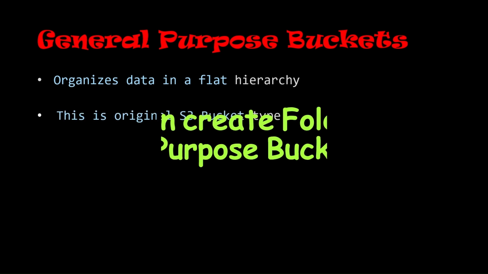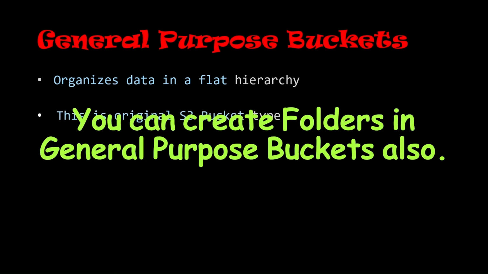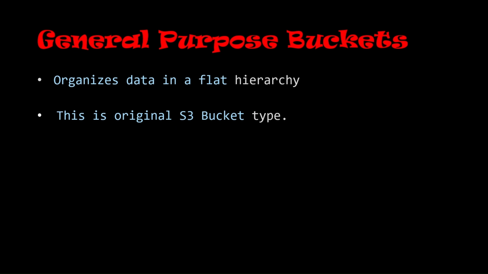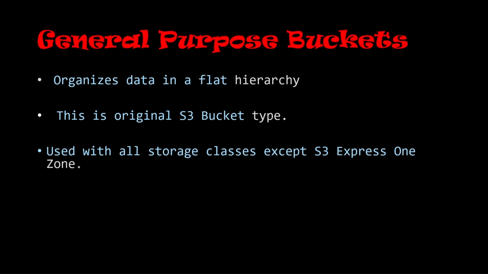Next is types of buckets. There are 2 types of buckets. One is general purpose buckets and second is directory buckets. General purpose buckets organize data in a flat hierarchy, which means objects are stored at the same level without any folder-like structure. This is the original S3 bucket type. By default, this bucket type will be selected. This type is best for storing any type of data where no specific structure is required, like logs or backups. This is used with all the storage classes except S3 Express One Zone. You can create 100 general purpose buckets per account.